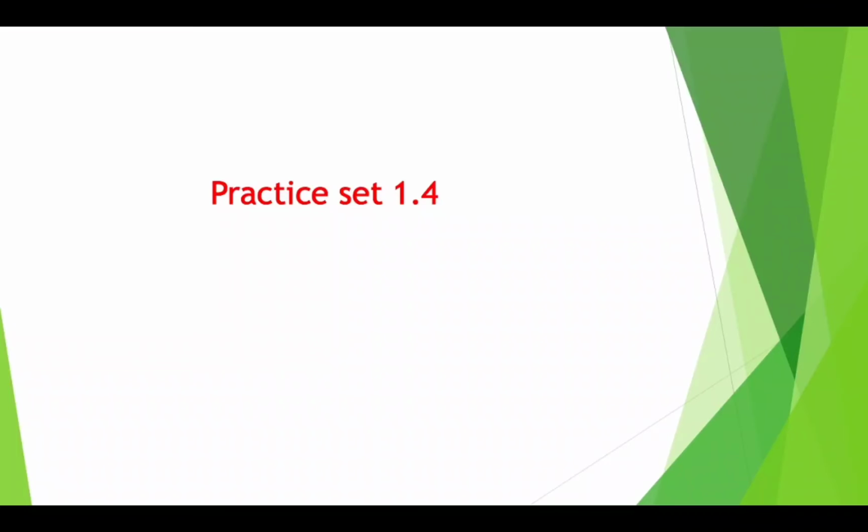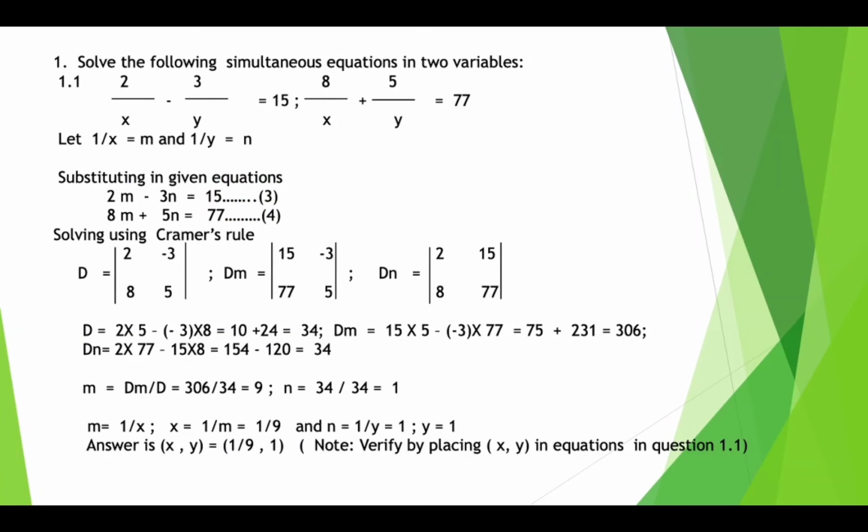So practice set 1.4 of Maharashtra Board SSC textbook on Mathematics 1. Let us start with the first problem. Here you have 2 by x minus 3 by y is equal to 15, 8 by x plus 5 by y is equal to 77. So the equation is non-linear in x and y. There are two equations, both are non-linear in x and y. In order to convert them, we convert these variables into another variable.